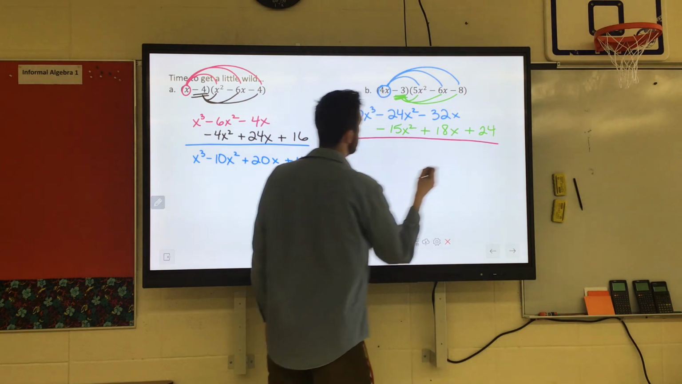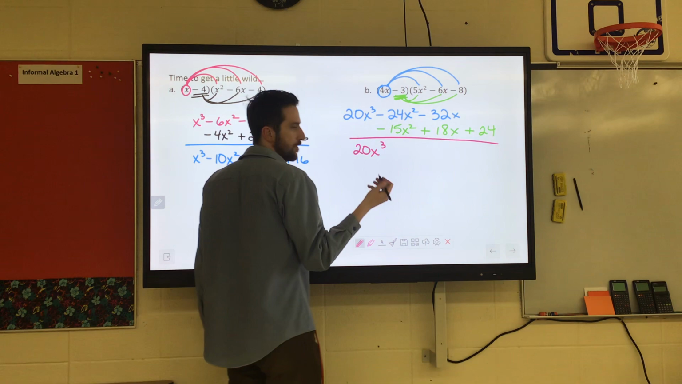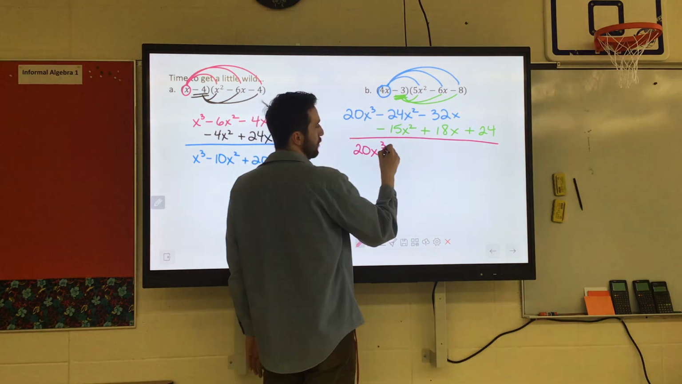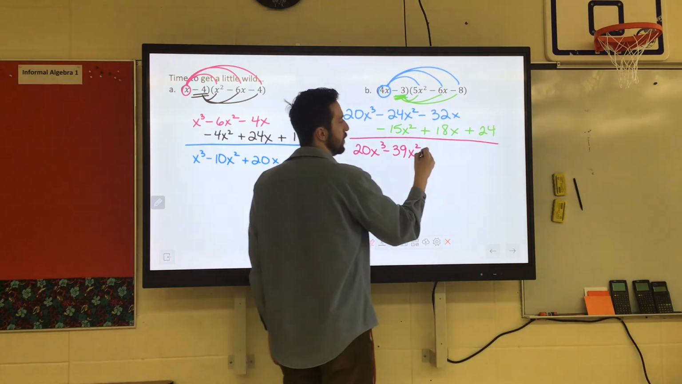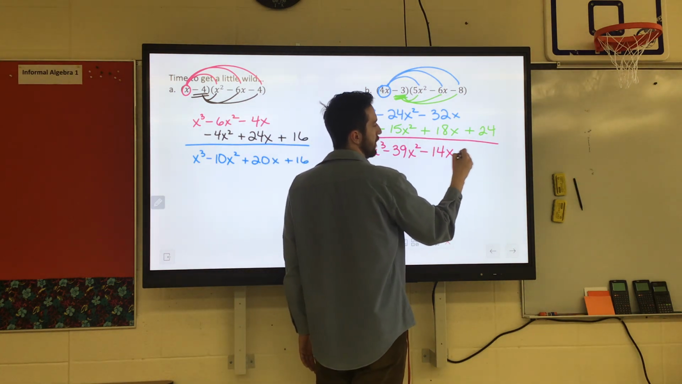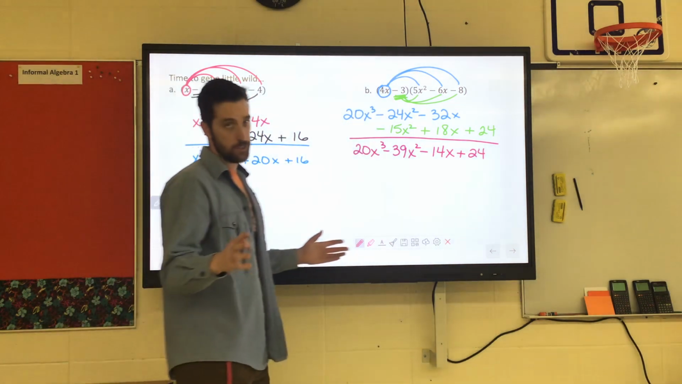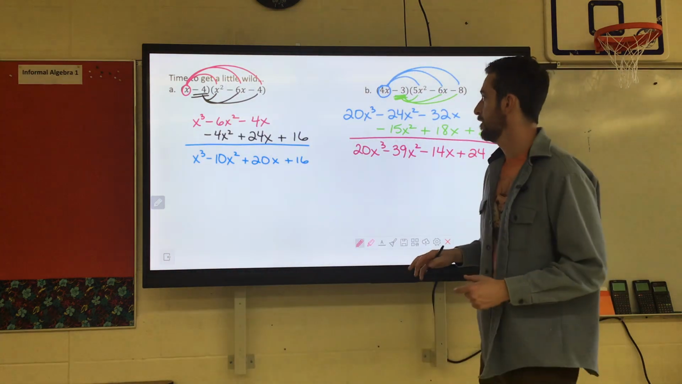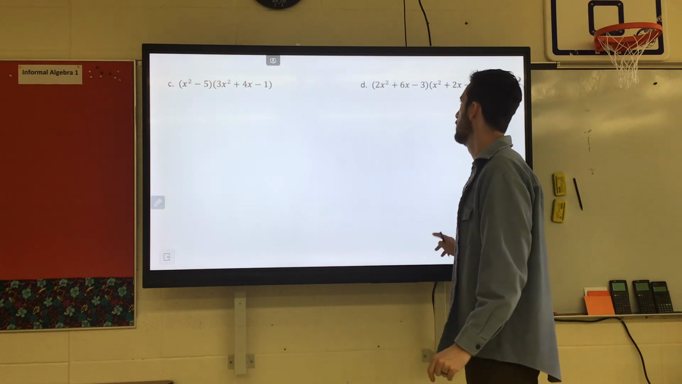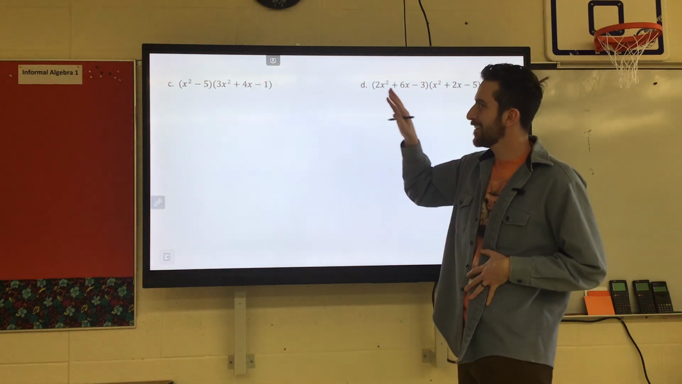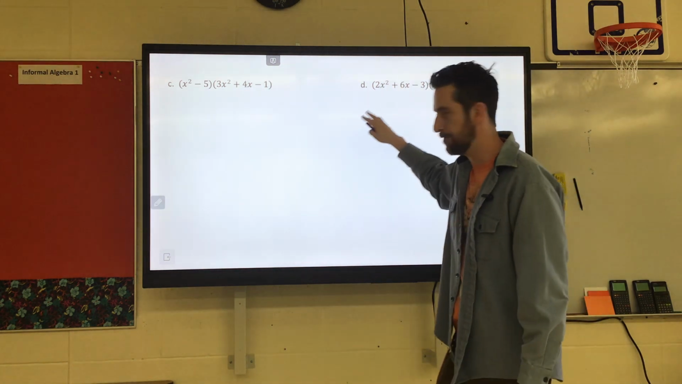Combine our like terms. 20x to the third. These are both negative. Just add them together and keep it negative. That'd be negative 39x squared. 18x minus 32x is negative 14x. Then we have our plus 24. Again, pretty darn challenging. We got 2 more, and these are ridiculous. Oh, I'd actually like you to try C in a minute, but let's knock out this one together.